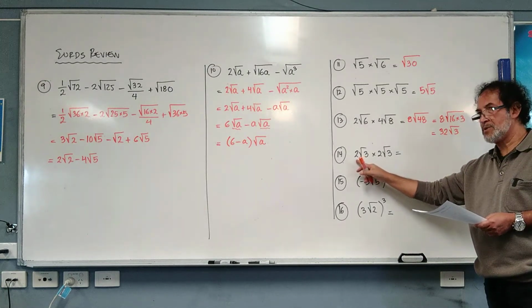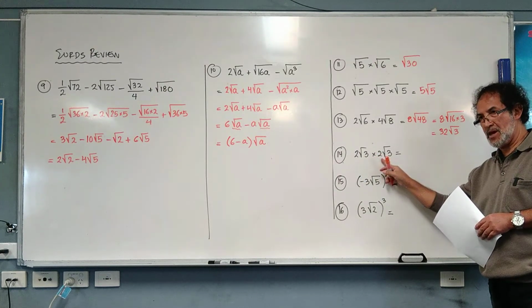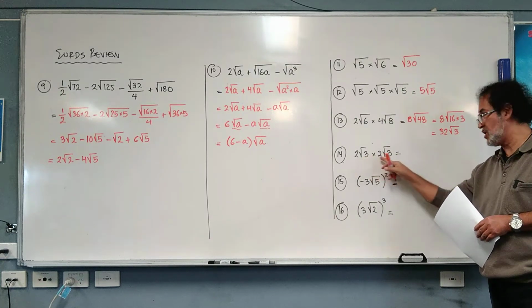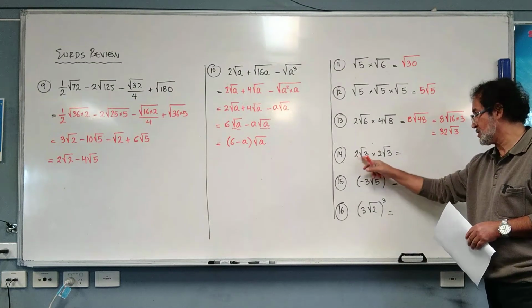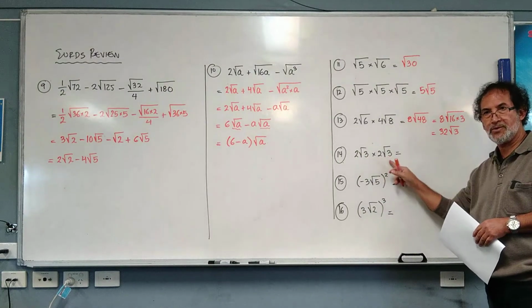Alright, in here we're going to have 2 times 2. And then we multiply that by 3, because remember that square root of 3 multiplied by itself is 3. So we're going to do 2 times 2 times 3. That's it. So 2 times 2 is 4, times 3 is 12.